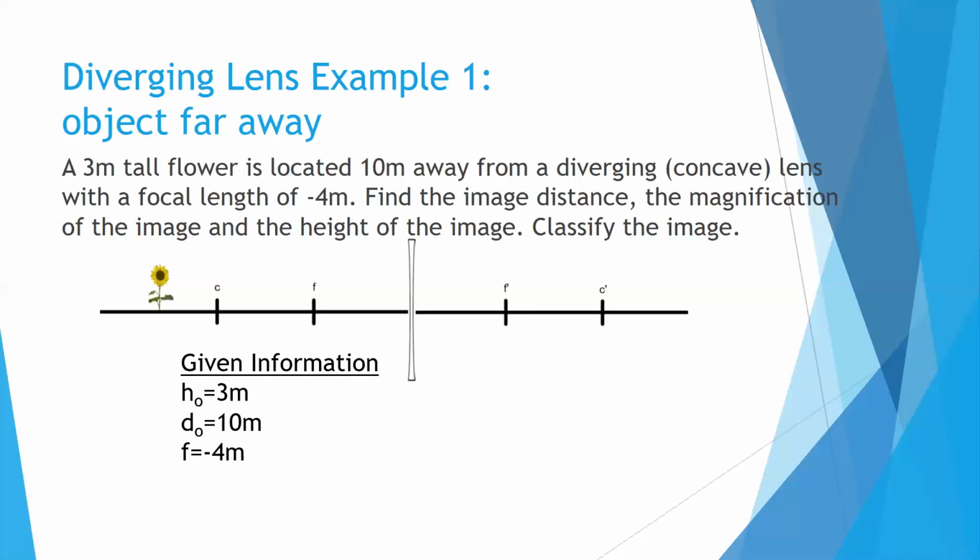Just like last time, we're going to find the image distance, the magnification of the image, and the height of the image. Then we'll use that information to classify the properties of our image. So we're looking for di, our big M, and our hi. Let's get to it.